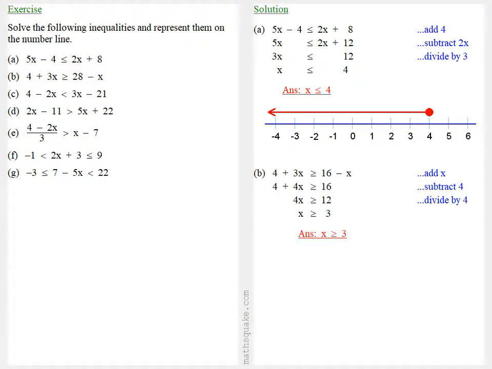And that's our answer. Now we can draw this on the number line. We put a dot above 3. We fill the dot in because x can take the value 3. x is greater than or equal to 3. And we draw an arrow to the right to show all the numbers that are greater than 3.